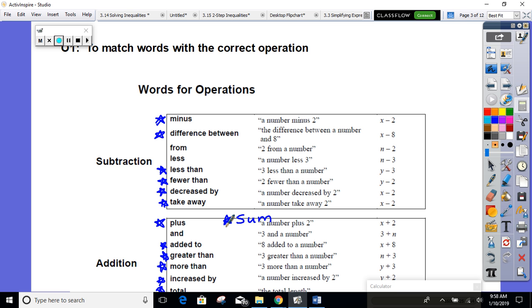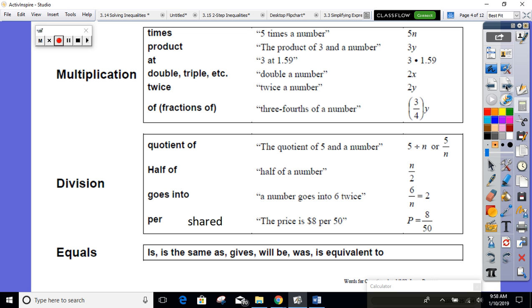Okay, moving on to words for multiplication and division. Okay, multiplication, the obvious one is times, right? Pretty much everyone knows that if it says times, it means you're going to multiply. So if you have 5 times a number, you're going to do 5 times a number. I mean, how else do we say that? We pretty much know that means multiply. Product, when we're finding the product of something, we're multiplying. That's what it's called. When we add 2 numbers, we get a sum.